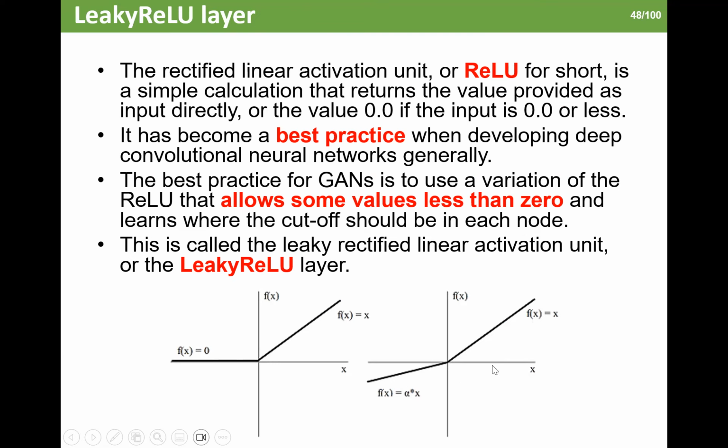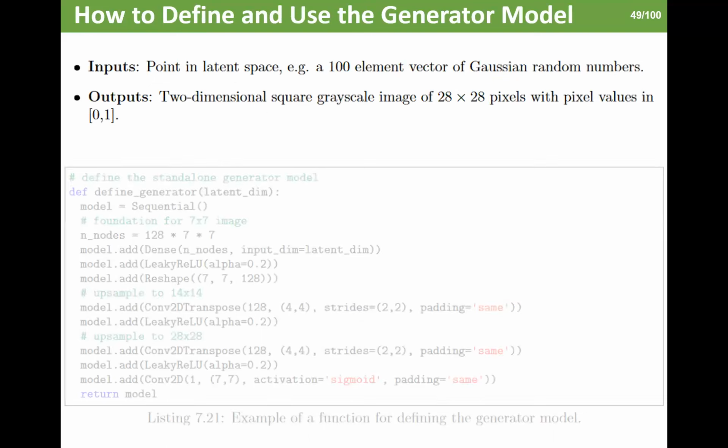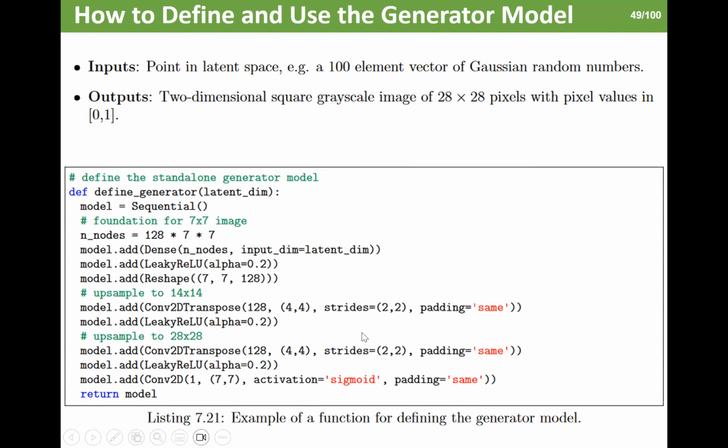Why they use this in GANs and not other networks, no one seems to know. They just say that it's best practice. Best practice just means that from experience, many researchers around the world have found that leaky ReLU works better in GAN networks. So don't ask me why, but you'll see in the network, leaky ReLU.